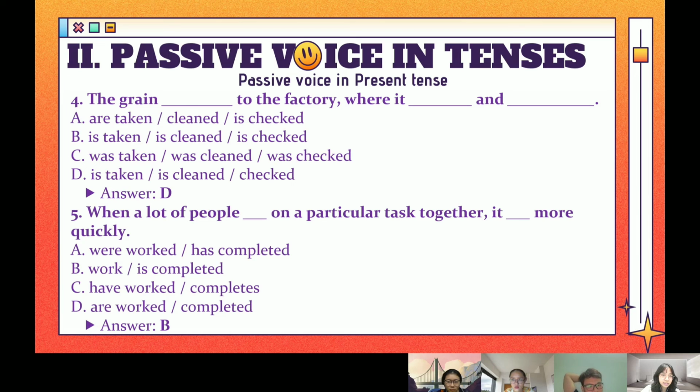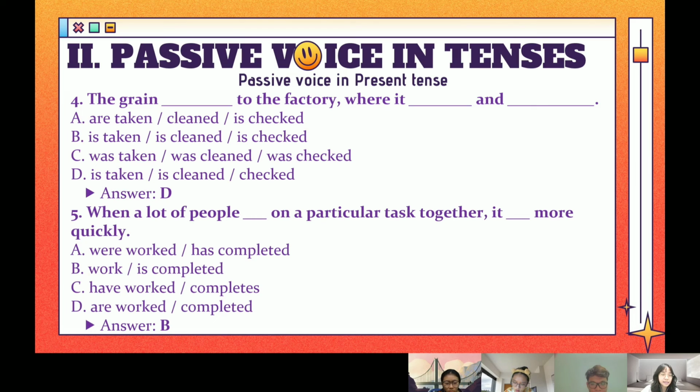And the word it here is used to refer to the grain. So this clause becomes the passive like the previous one. This clause in full would be where is clean and is checked, but you can shorten it as where is clean and checked. That's why D is the correct answer.